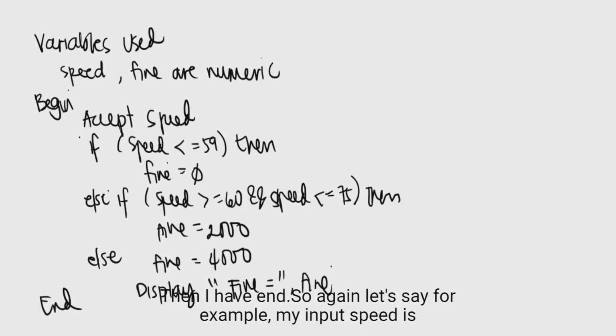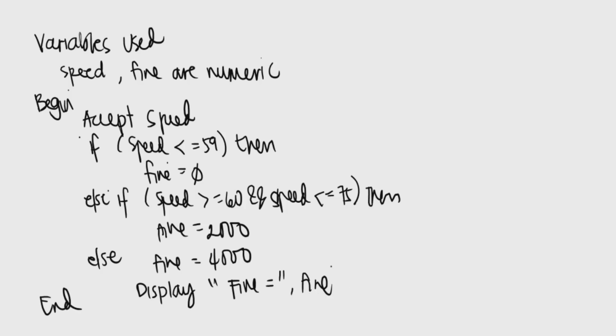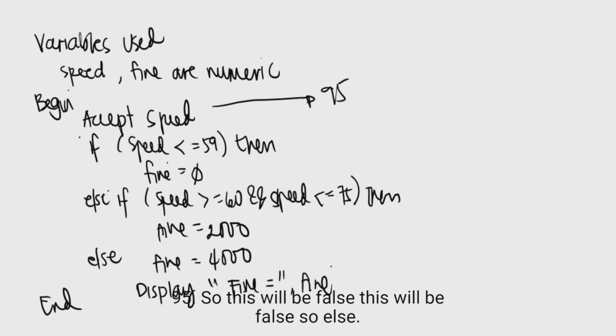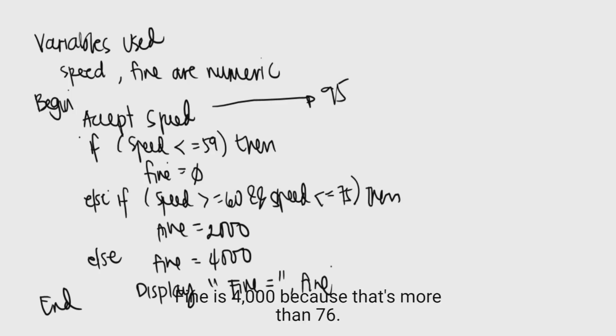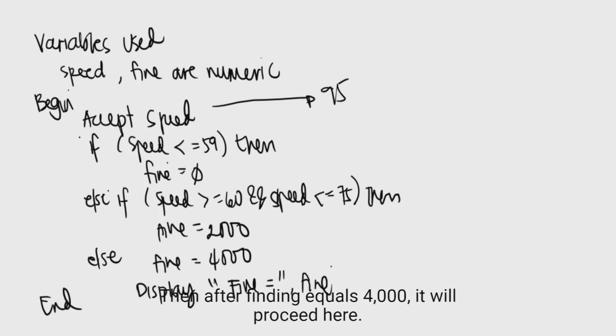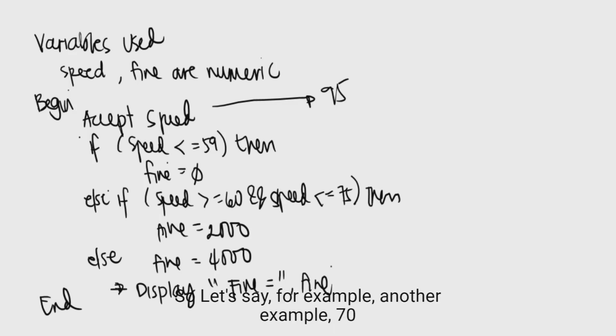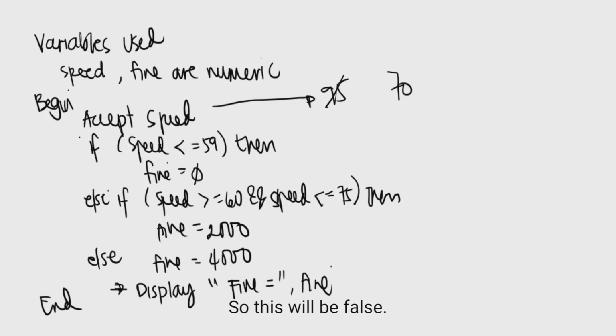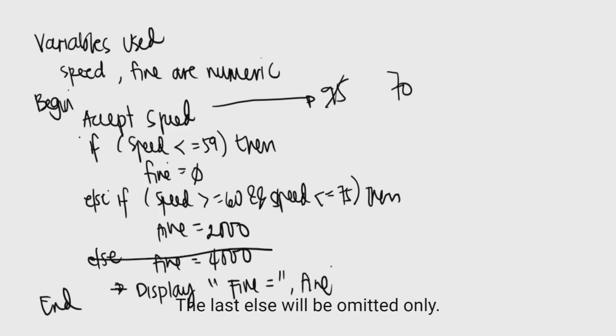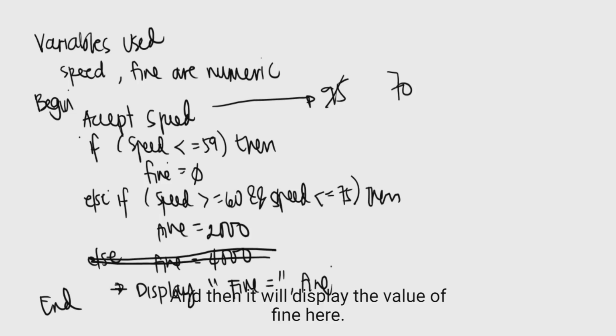So again, let's say for example, my input speed is 95. So this will be false, this will be false. So else, fine is 4000 because that's more than 76. So display, then after fine equals 4000, it will proceed here, display. Another example, it's 70. So this will be false, but this will be true. So if this is true, the last else will be omitted only. And then it will display the value of fine here.